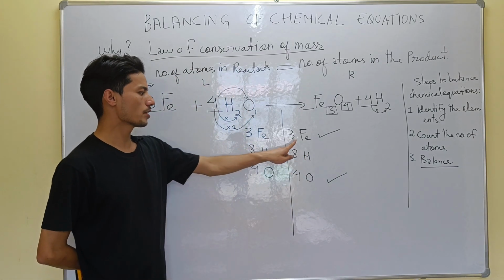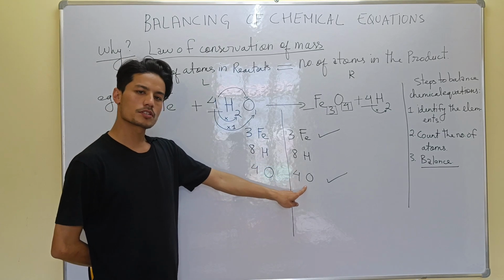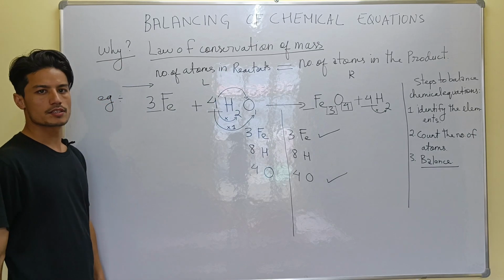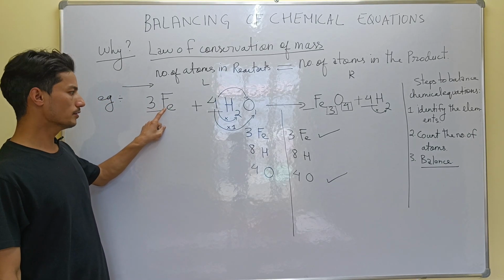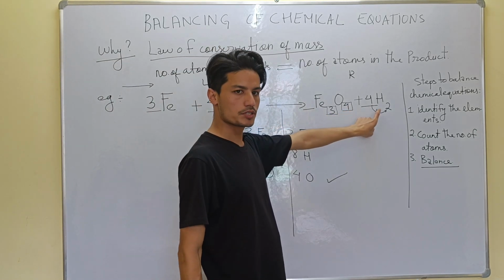You have 3 iron, you have 3 iron. You have 8 hydrogen, you have 8 hydrogen. You have 4 oxygen, you have 4 oxygen. Balance or not? Balance. So this equation is finally balanced. So the balanced chemical equation is 3Fe, 4H2O, Fe3O4 plus 4H2.